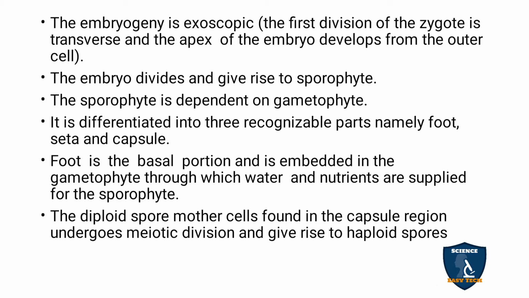So transverse division from the outer cell takes place. Because of that division it is called exoscopic. So the embryo divides and gives rise to the sporophyte. The sporophyte is dependent on the gametophyte. And there are three distinct regions: foot, seta and capsule. The foot is the basal part.